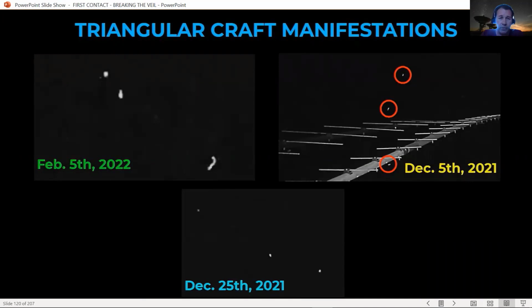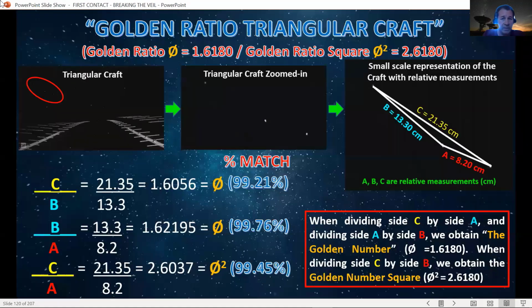And I'm bringing this back a bit to this triangular graph, if you recall. I was inspired, with this latest development, by these three different sightings that I experienced recently. One was on December 5th, the first one, then on December 25th, and then on February 5th. If you saw what I explained in the recent presentation, this particular triangular shape is very unique in the universe, where if we divide any side of this triangle by any other side, we always get either the golden ratio or the golden ratio square, right? So we presented that. And so there are clues here that were given to us, the importance of the golden ratio and the golden ratio square.